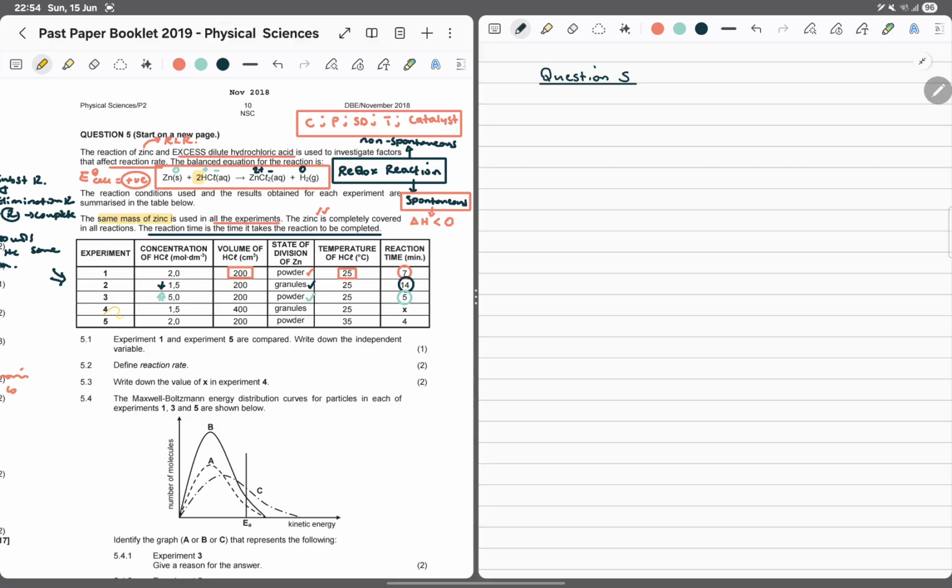We carry on. Experiment 4. We then got to this reaction. Of course, this one is comparable to experiment 2, 1.5 each.